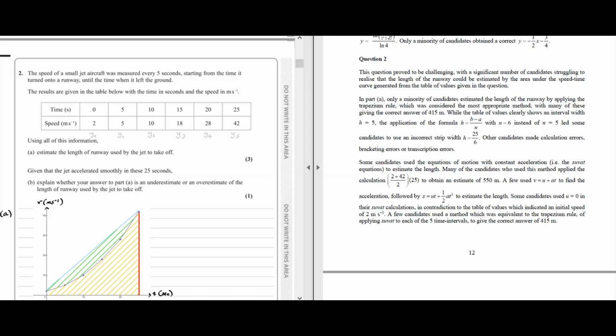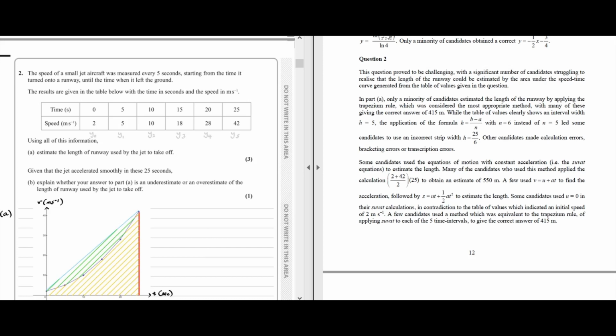In terms of question 2, this actually proved to be quite challenging, with a significant number of candidates struggling to realise that the length of the runway could be estimated by the area under a speed time graph. It's just a general point which you should know from your mechanics studies. And we've already been given a table. Part A, only a minority seem to realise that you can apply the trapezium rule, and those who did got a correct answer of 415.